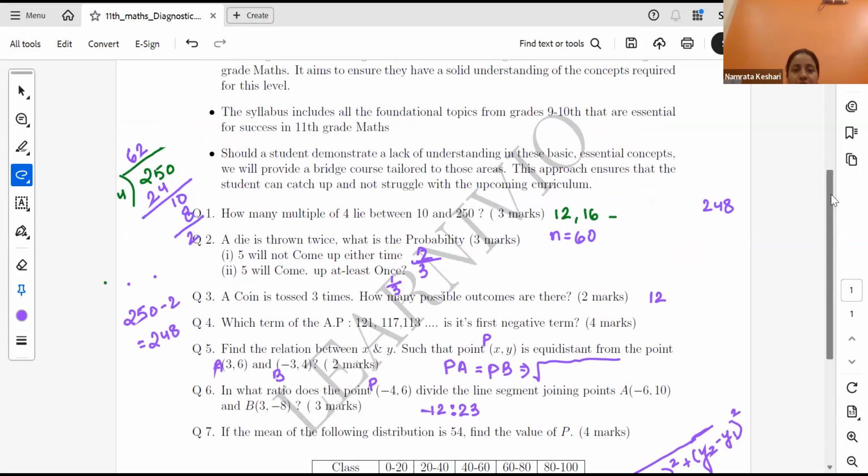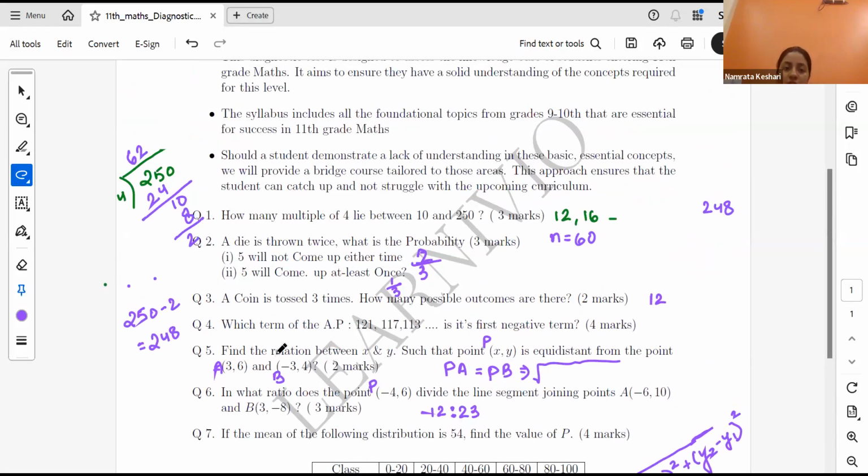Now we are just left with one question. That is question number 4. Which term of the AP 121, 117, 113, and just like that our AP is continuing, and we have to say which term is the first negative term. Shall I explain this one, or are you getting it already?